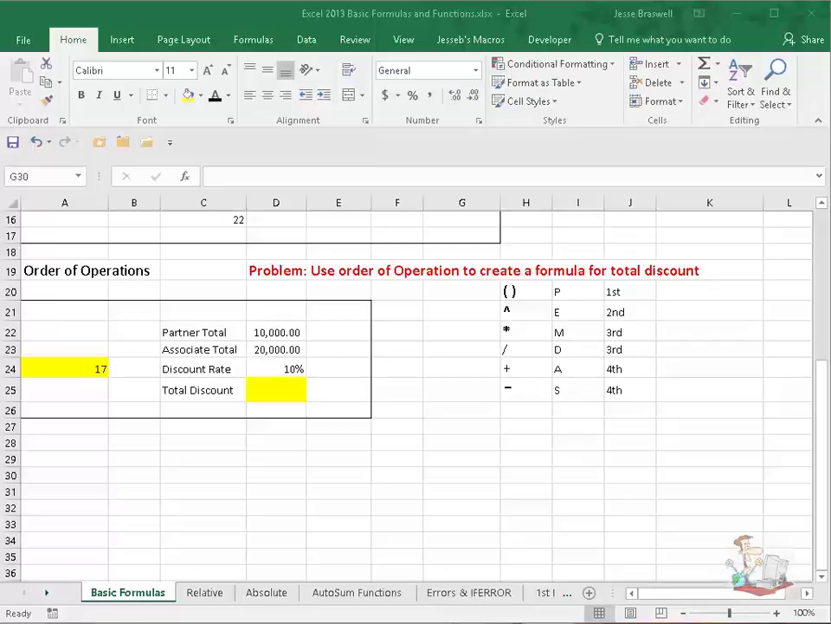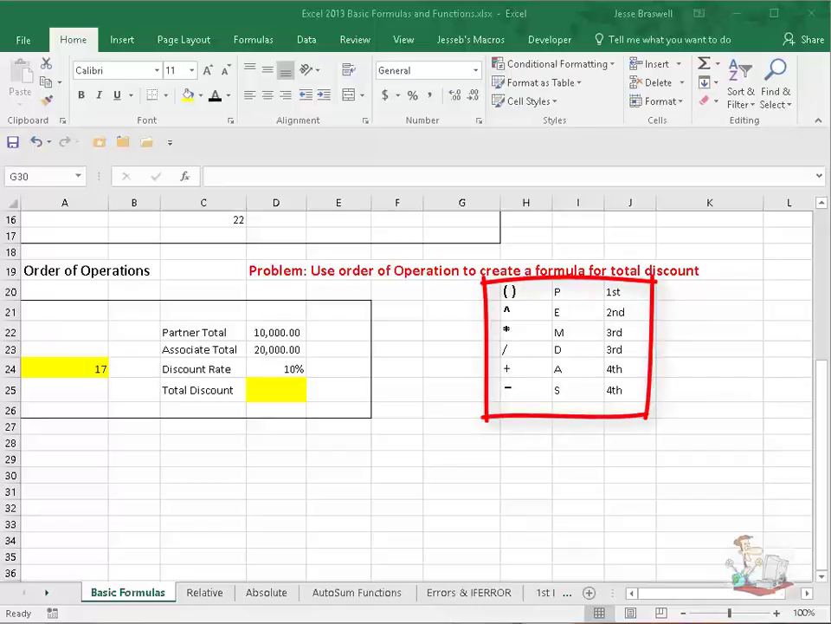Now, if you notice here on the right, you have P for parentheses, E for exponent, asterisk for multiplication, slash for division, plus for addition, and dash for subtraction. Those are our basic items when we're talking about order of operation. So the key here is if I want something to be done first, I put parentheses around it.